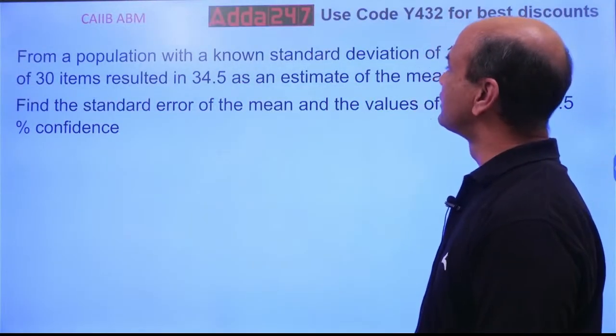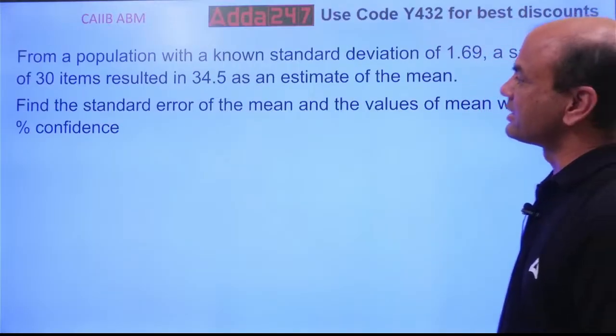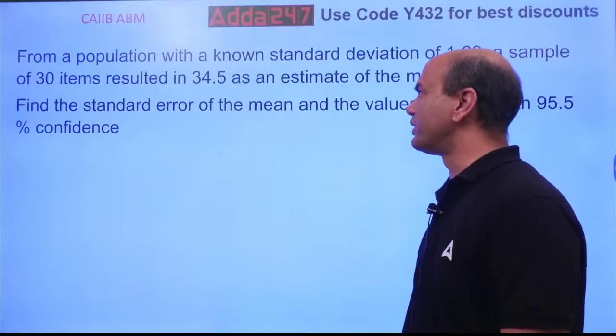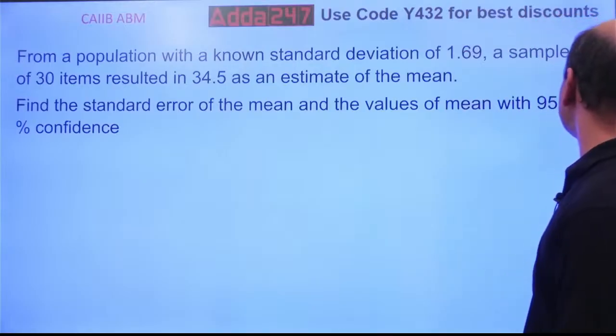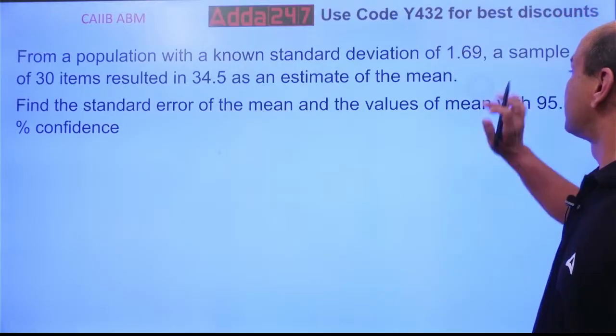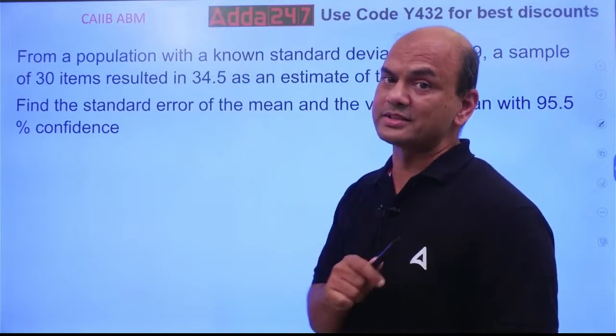From a population with a known standard deviation of 1.69, a sample of 30 items resulted in 34.5 as an estimate of the mean. Now look at this. Similar numerical I have taken earlier. I am not saying same, similar one, but there is a slight difference in this.